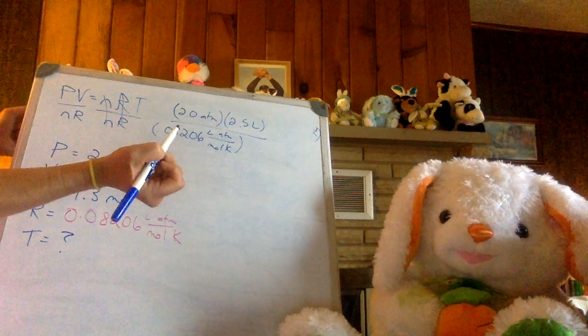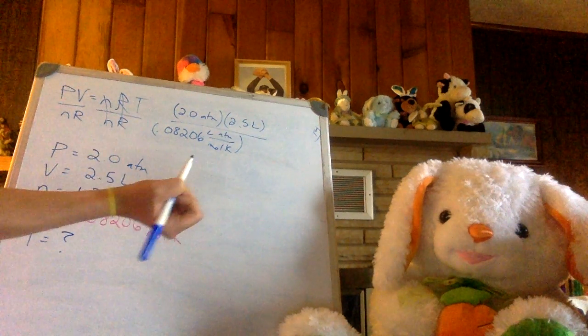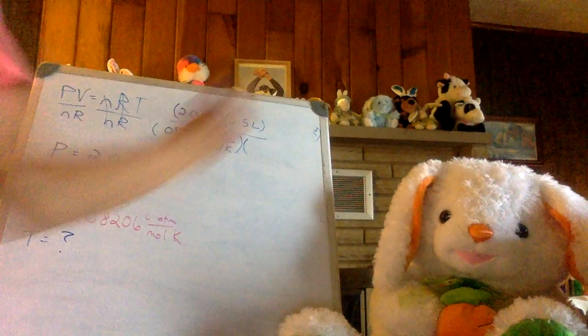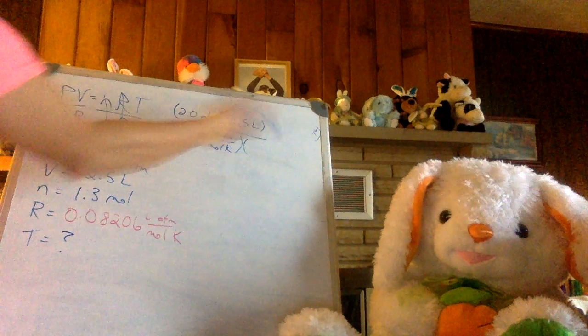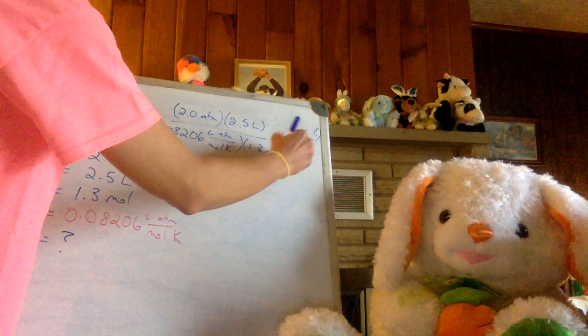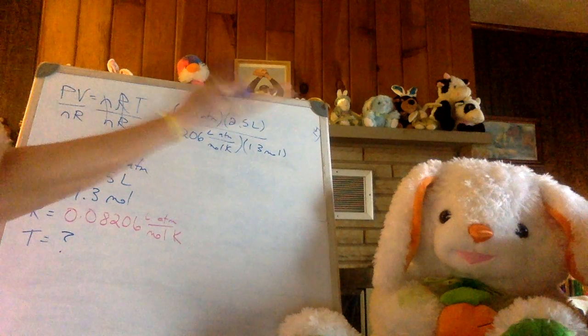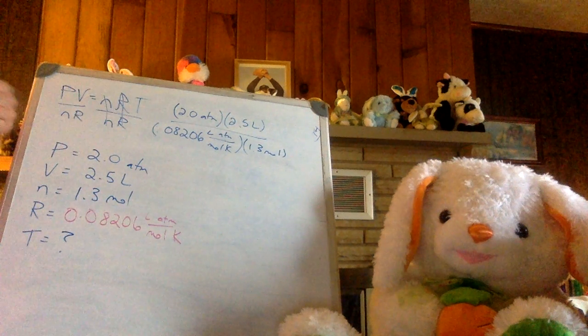6th period, at least I'm not looking at you guys going, this is the 3rd time I wrote this today, where I have the answers memorized. There's R, and here's N, 1.3 moles. I switched N and R where I wrote them on the bottom. It doesn't matter as long as they're on the bottom of the equation.